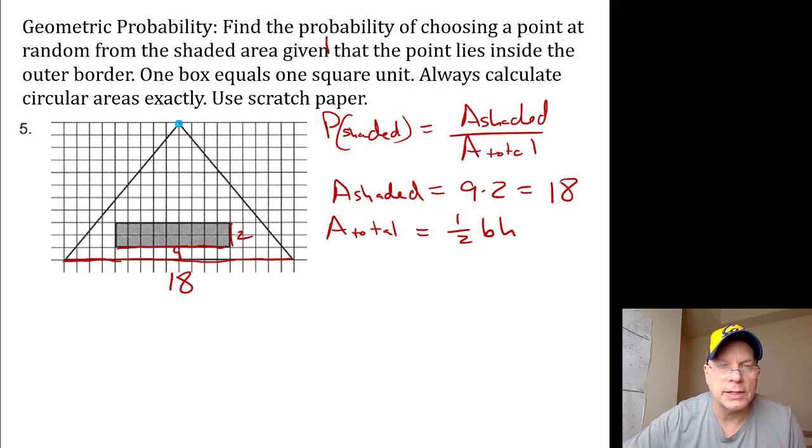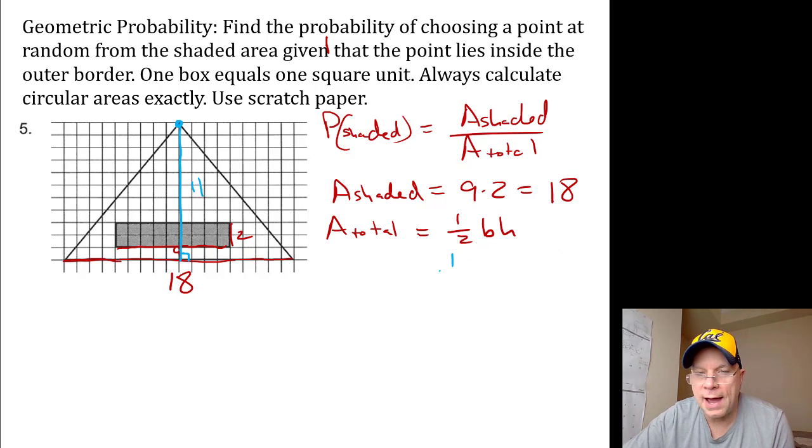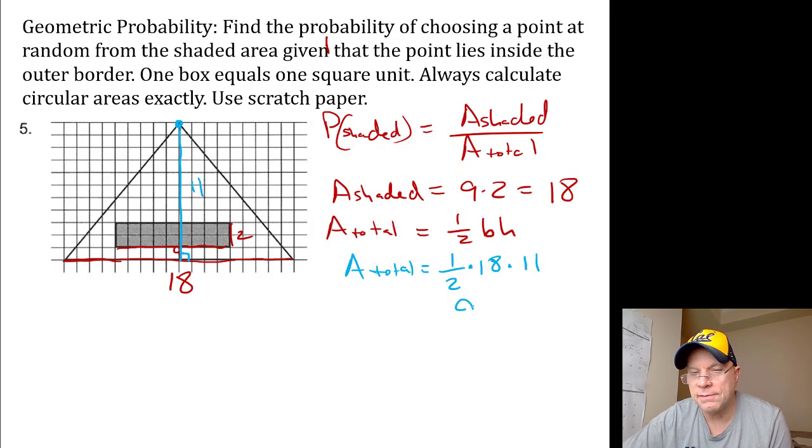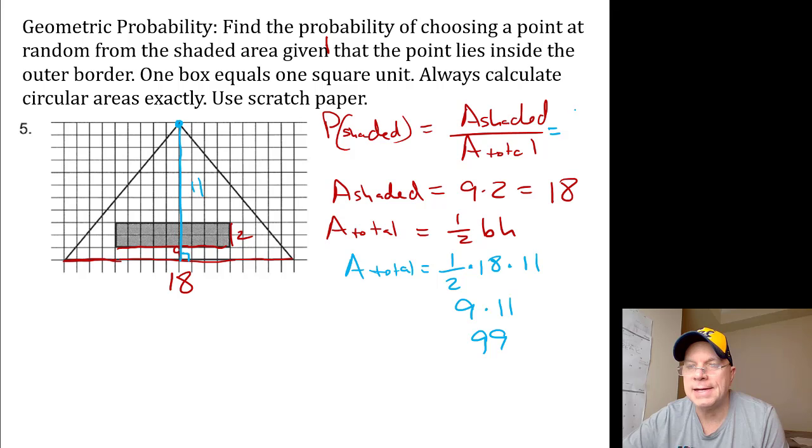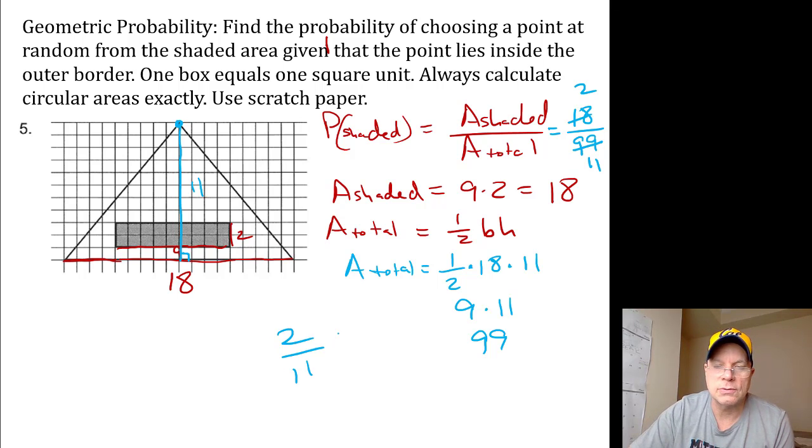The height, the perpendicular distance from the vertex to the base, is 11. So if I did it right, it's 1/2 multiplied by 18 multiplied by 11 for the total area, which includes the shaded rectangle. Half of 18 is 9, and 9 times 11 is 99. Substituting into this probability, the shaded area is 18, the total area is 99. Both have a common factor of 9. 18 divided by 9 is 2. 99 divided by 9 is 11. So 2/11ths would be that probability.